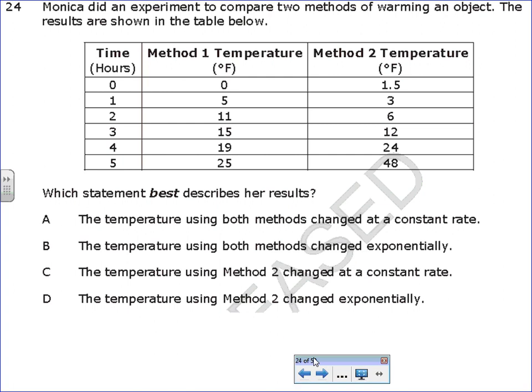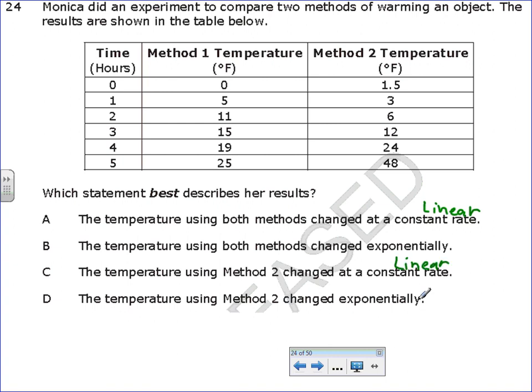Okay. 24. It says Monica did an experiment to compare two methods of forming an object. The results are shown in the table below. Which statement best describes her results? Okay. Well, it says the temperature in both methods change at a constant rate. They're both exponential. One is constant, one is exponential. When they say constant, that's another way of saying what? Linear. Okay, they're asking, is it linear or exponential?